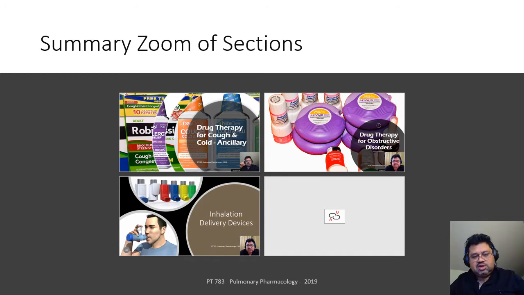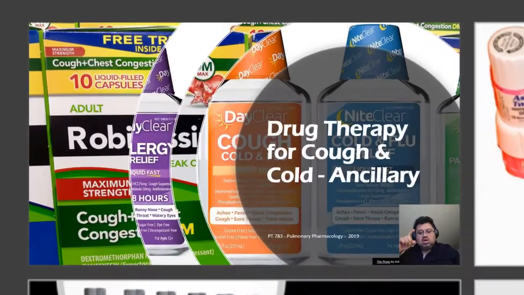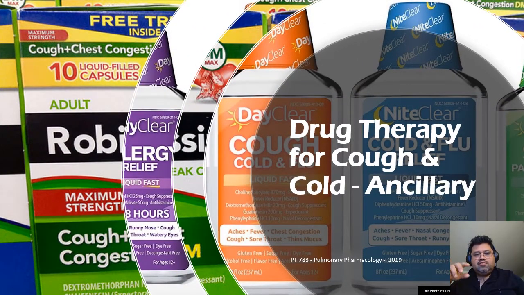So we'll study this under these three major headings: drug therapy for cough and cold, which are ancillary drug therapies, and then the two major conditions, drug therapy for obstructive diseases, and then some delivery devices, how these drugs can be delivered. Cough and cold are fairly common conditions, and a lot of these medications that are used for these conditions are obviously for respiratory reasons. These are available over the counter for the most part, with some restrictions.